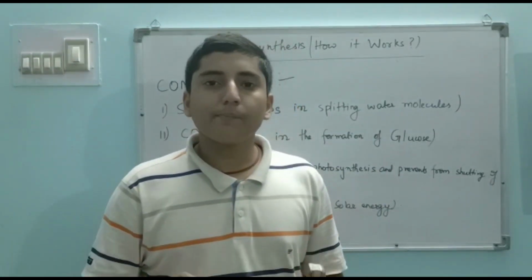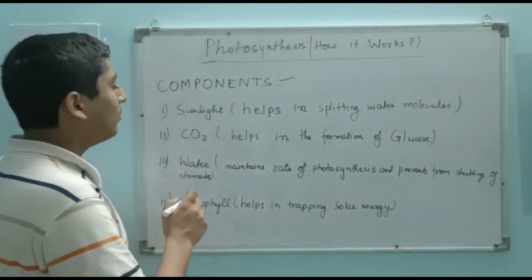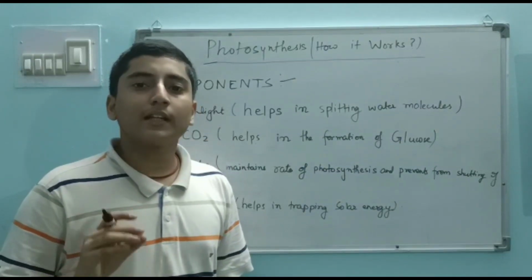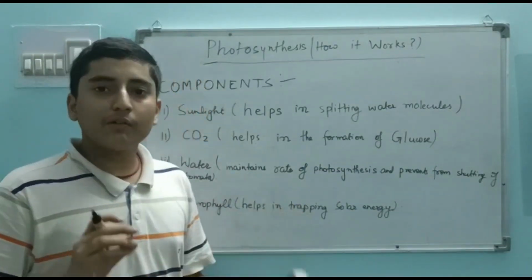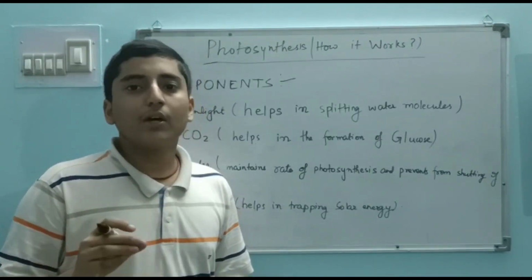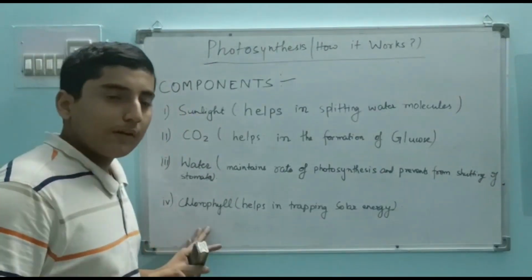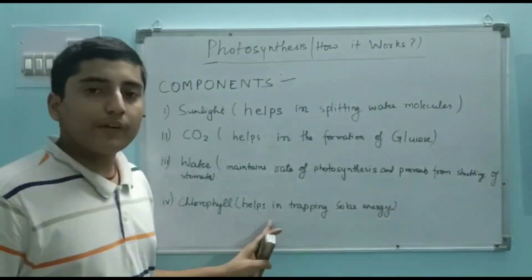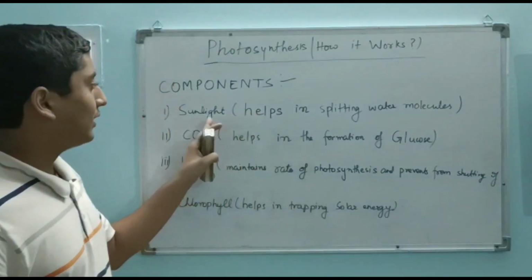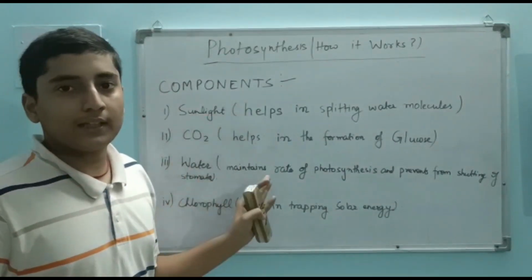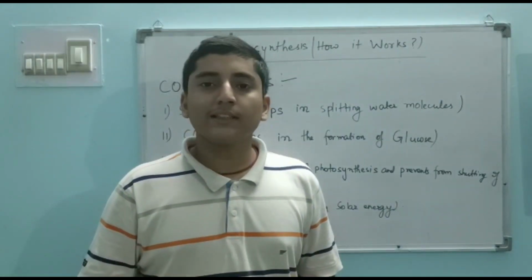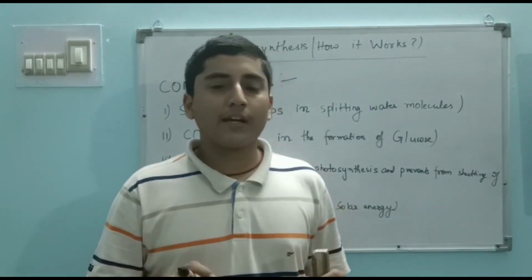So let us look at the components of photosynthesis. The very first component is sunlight. Then the leaf, which helps in the gaseous exchange. When CO2 enters the stomatal pore, the gaseous exchange occurs. And the fourth component is chlorophyll. Chlorophyll is a very important component which helps in trapping solar energy. The sunlight coming from the sun is trapped by the chlorophyll in plants. Actually, photosynthesis is based on reactions.